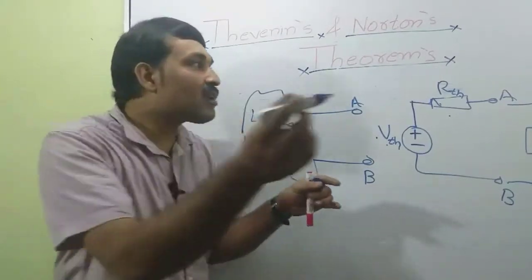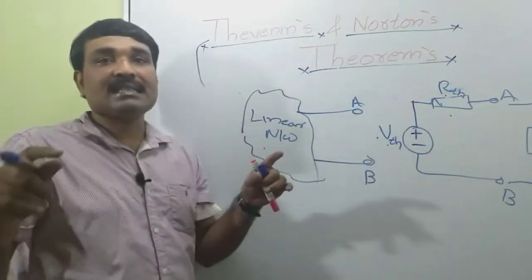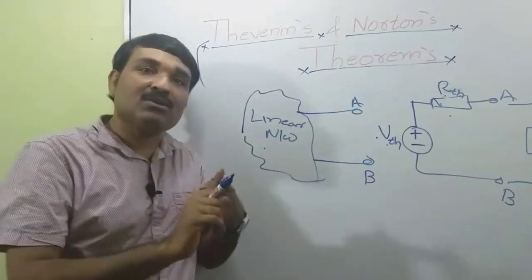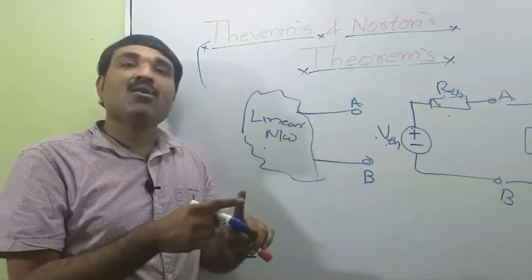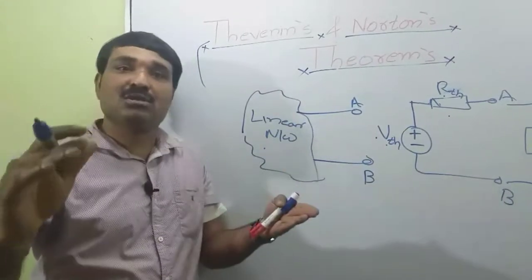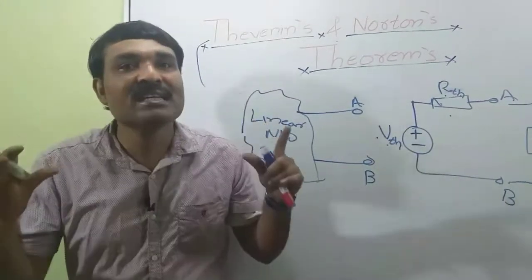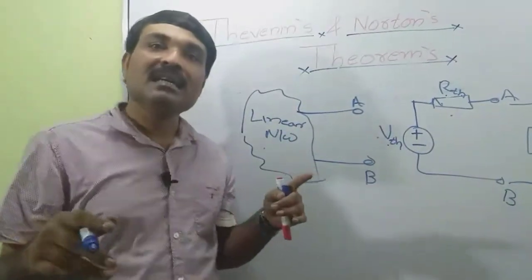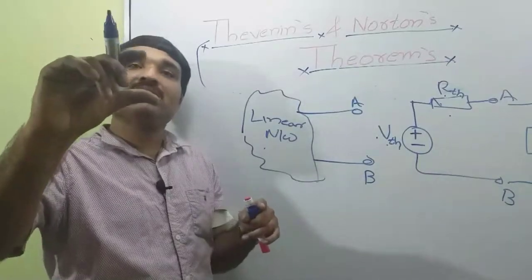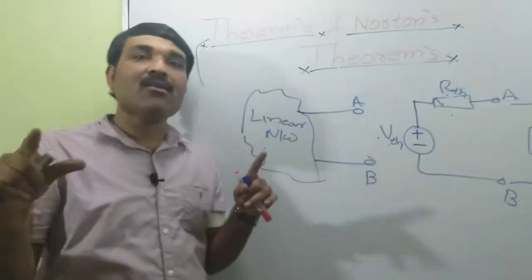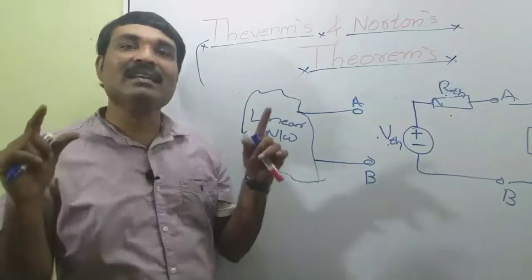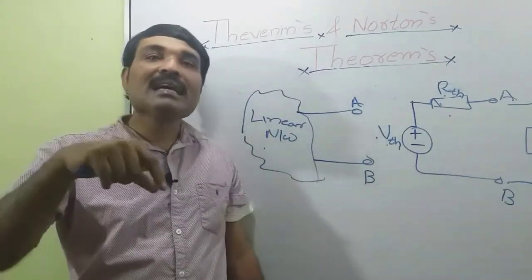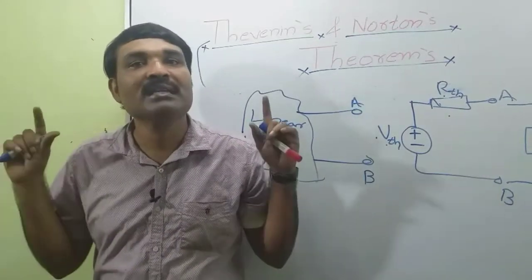That means we are calculating the value of RTH across the load terminal by short circuiting all the voltage sources and open circuiting all the independent current sources. That means we are deactivating voltage sources and current sources. Deactivating a voltage source means we make the voltage across it equal to 0. That is by short circuiting the voltage source. And deactivating an independent current source means we make the current equal to 0. That is achieved by open circuiting the current source.